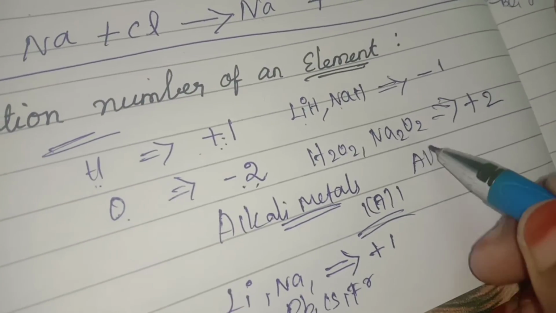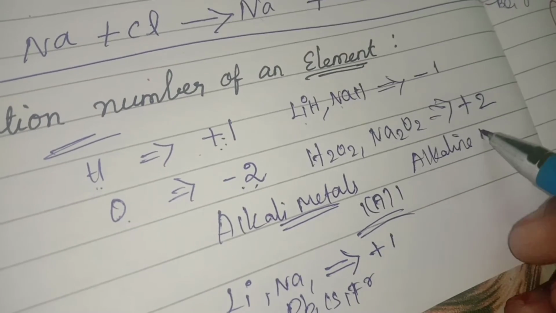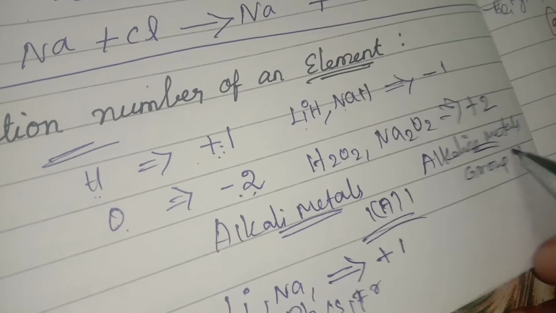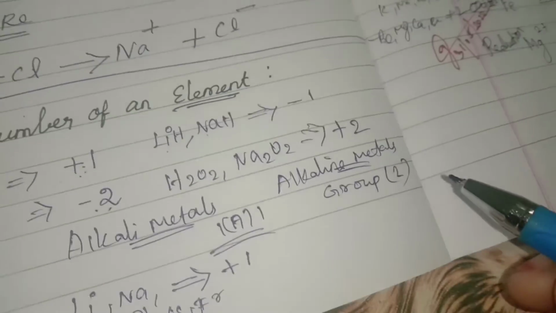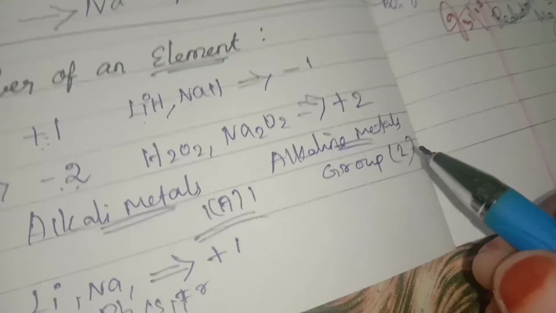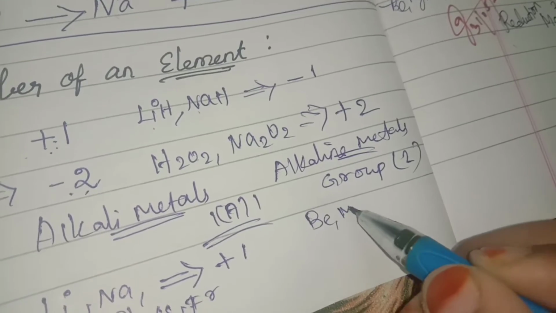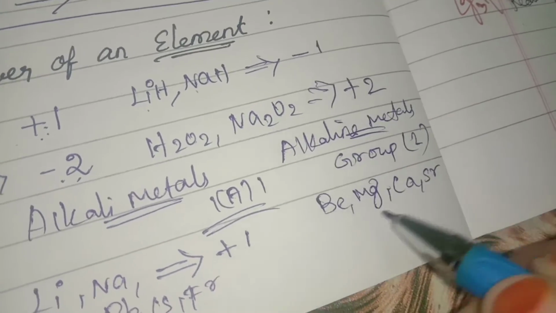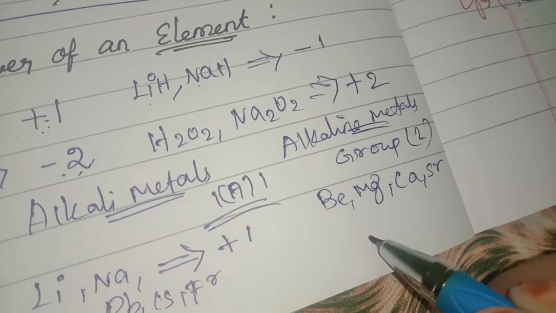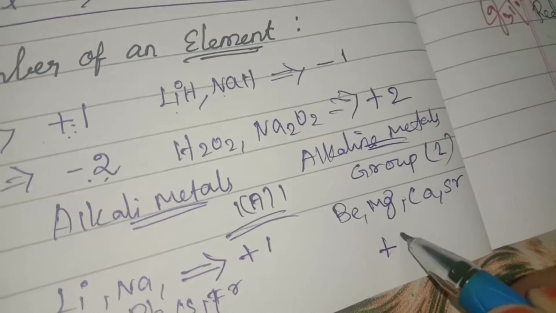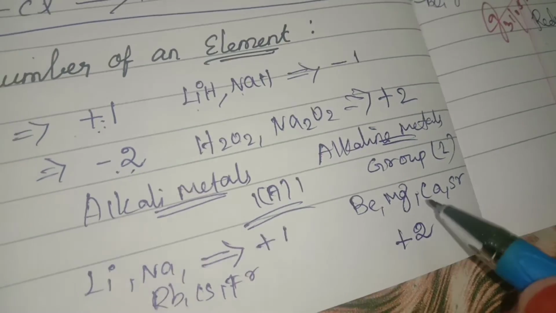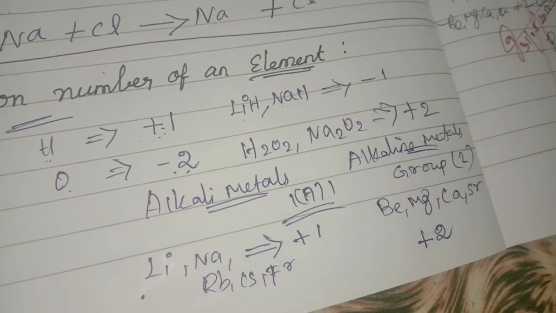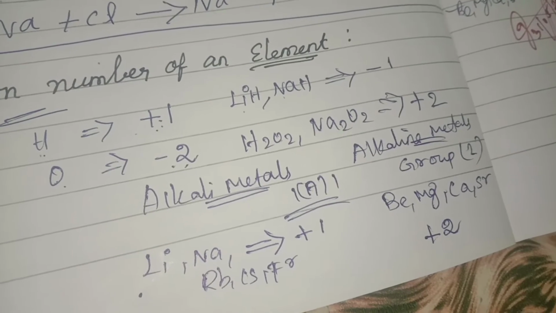And alkaline earth metals, which occupy group 2 in the periodic table. What are the alkaline earth metals? Beryllium, magnesium, calcium, strontium. For these, the oxidation number is +2. According to these numbers, we are going to calculate the oxidation number of some elements which are mixed with another element.